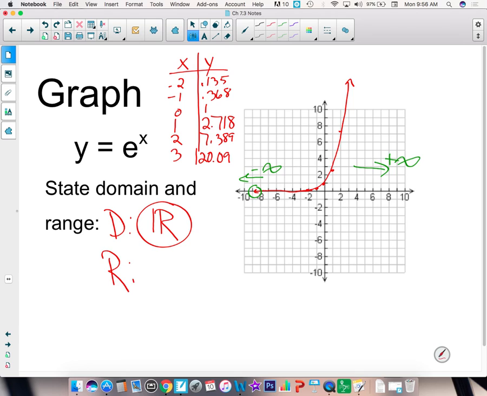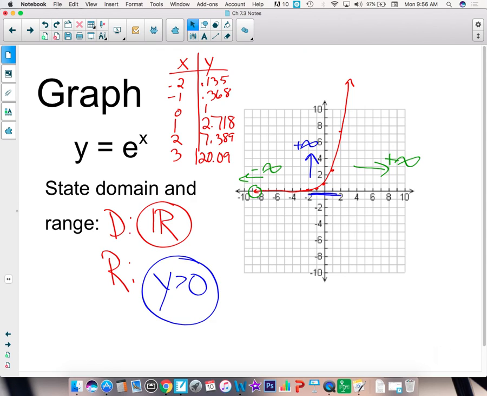Range is a little bit different because look at our y value now. Are we going below that y equals 0 line? No, but we are going above that line. So our range for the graph is y is greater than, oops, not equal to, y is greater than 0 because it doesn't ever touch y equals 0. You got to look at what values your graph is going to cover.